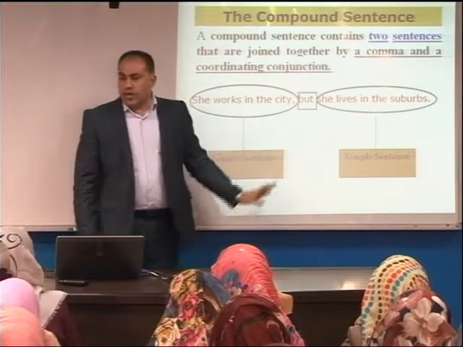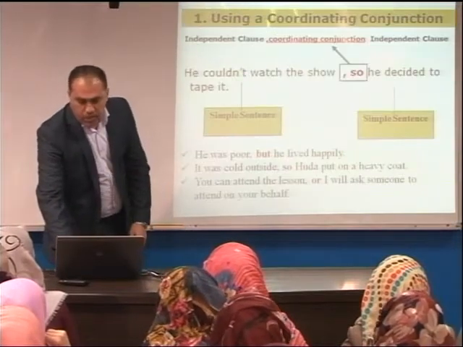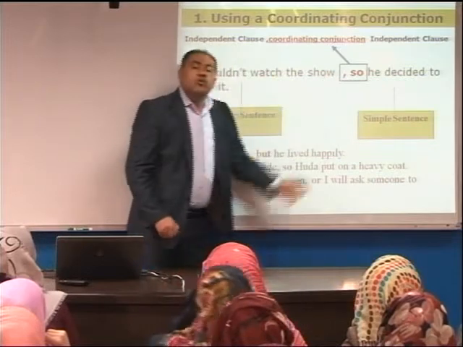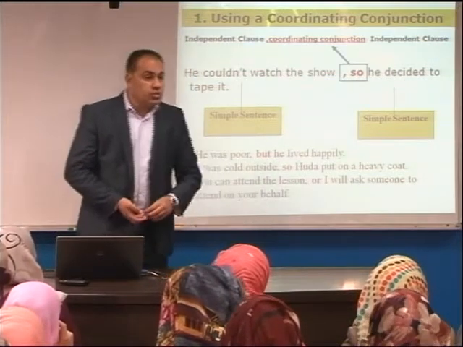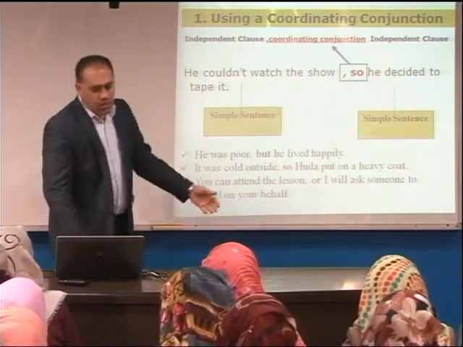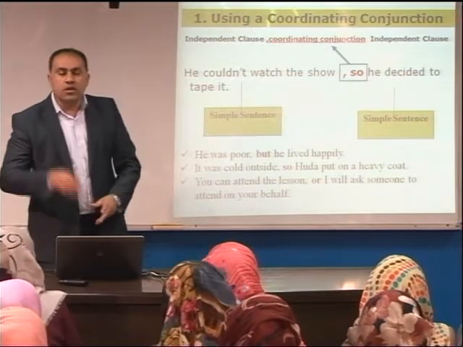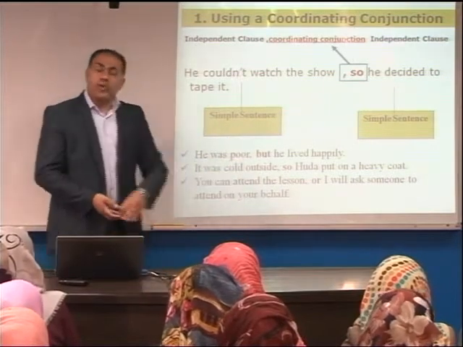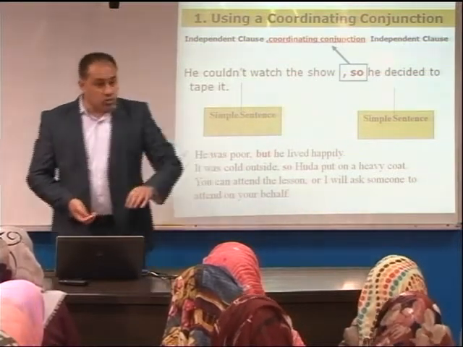So this is what we call a compound sentence, a combination of two simple sentences joined together by a linking word or a coordinator. Okay, this is also another example. We have a simple sentence here and also a simple sentence here, and then we have a coordinating conjunction. For instance, he couldn't watch the show, so he decided to tape it. Also another example. He was poor, but he lived happily. Or it was cold outside, so Huda put on a heavy coat. Or you can attend a lesson, or I will ask someone to attend on your behalf. So what we see here are examples of compound sentences. Two simple sentences, again, joined by one of these linking words, or what we call coordinating conjunctions.